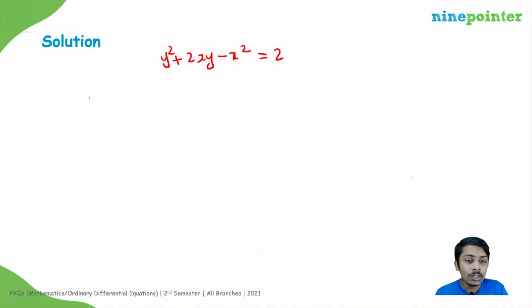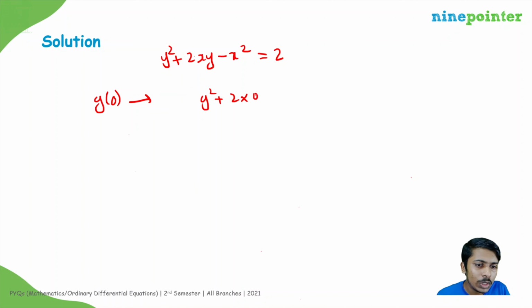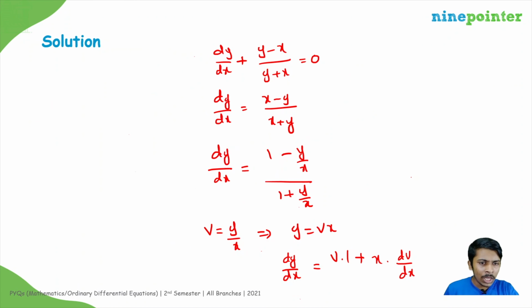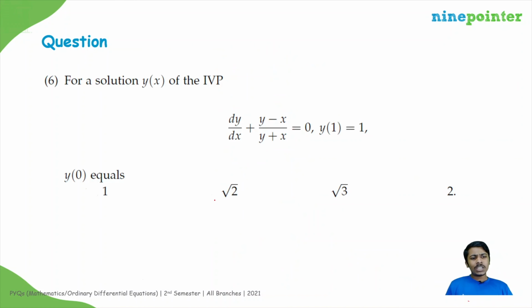Now we have to find y of 0. Okay, let's just calculate y of 0. What is y of 0? Y of 0 is y square plus 2 into 0 into y minus 0 square equal to 2. That is y square equal to 2. That means y is equal to plus or minus root 2. Okay, so we have got y is equal to plus or minus root 2. And the correct option among them is actually root 2 and the second option, that's clear.